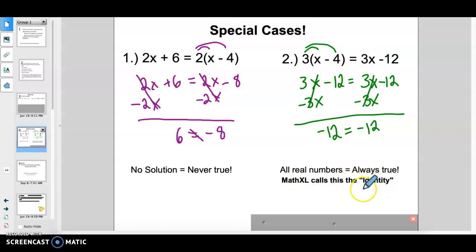You also might see this called the identity. We're not using MathXL this year, but in different programs you might see it called identity. So these are the two special cases.